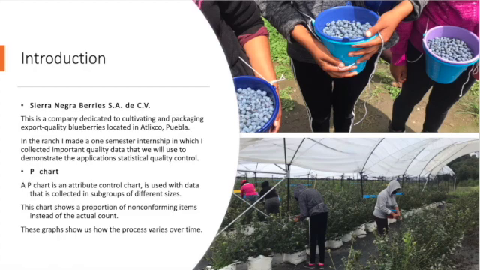We decided to use a P chart, which is an attribute control chart used with data that is collected in subgroups of different sizes. And this chart shows a proportion of non-conforming items instead of the actual count. These graphs show us how the process varies over time.